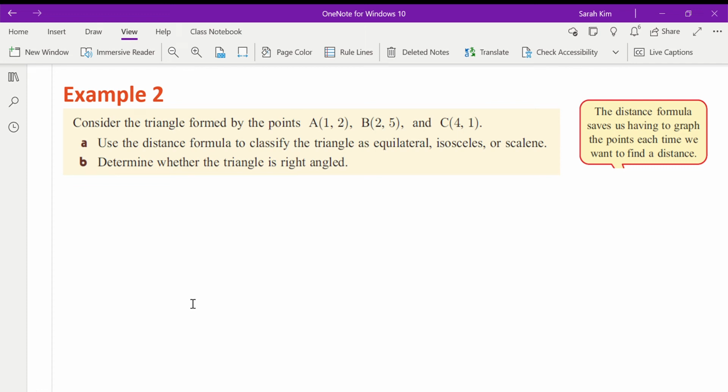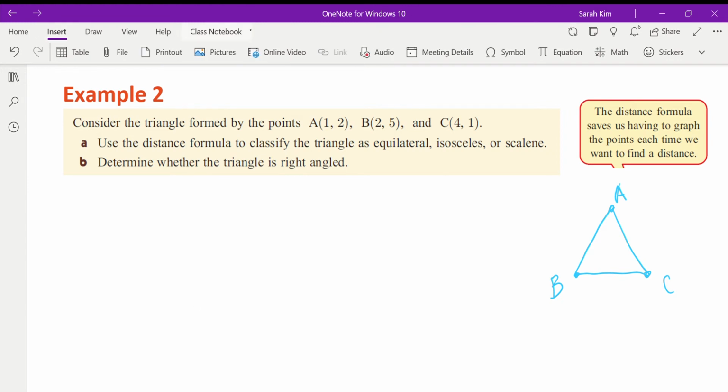Alright, example 2. Consider the triangle formed by the points A, B, and C. I don't really care what it looks like. You can graph it on your dot points if you really want. All I do know is that ABC makes a triangle, but I don't really care what position it is in. First step, use the distance formula to classify the triangle as equilateral, isosceles, or scalene.